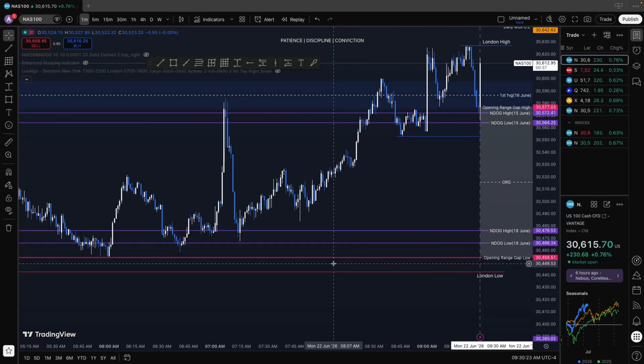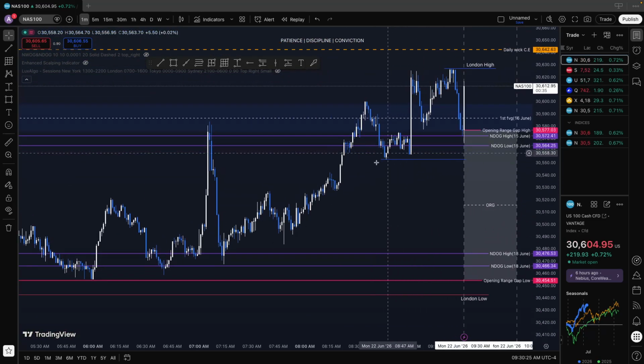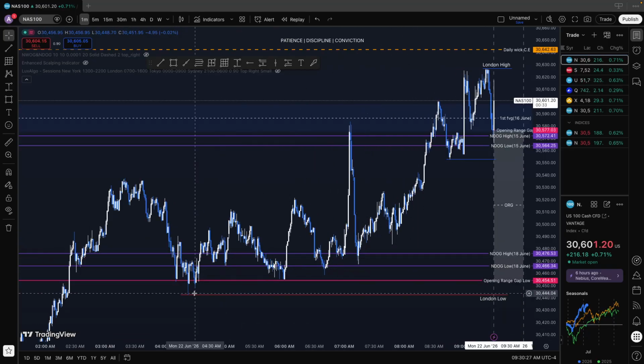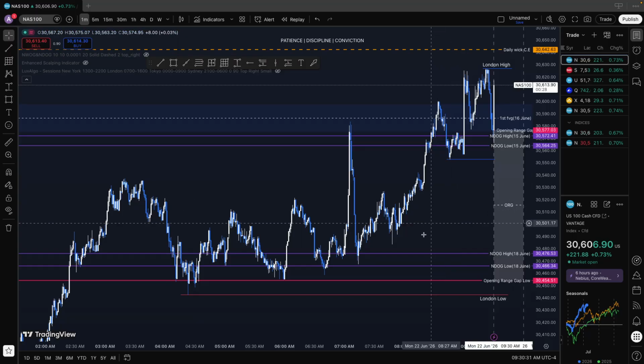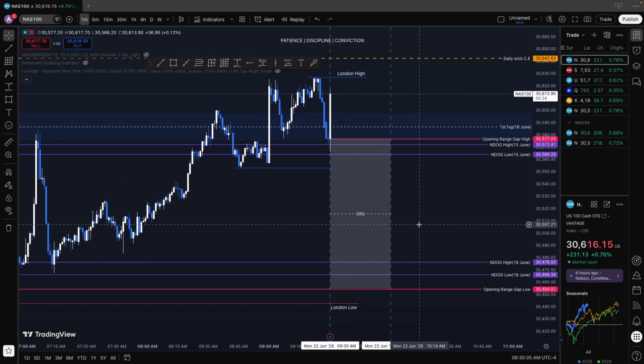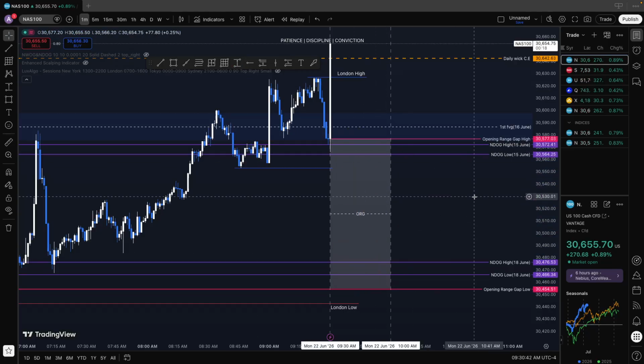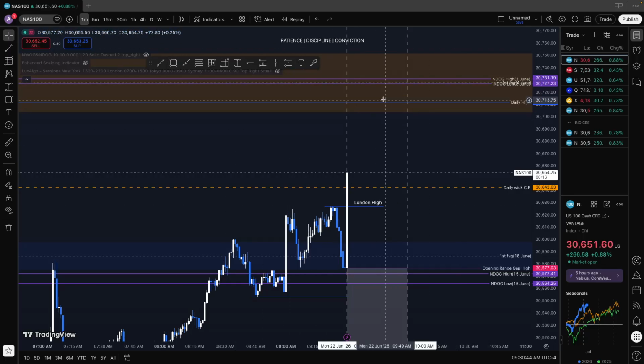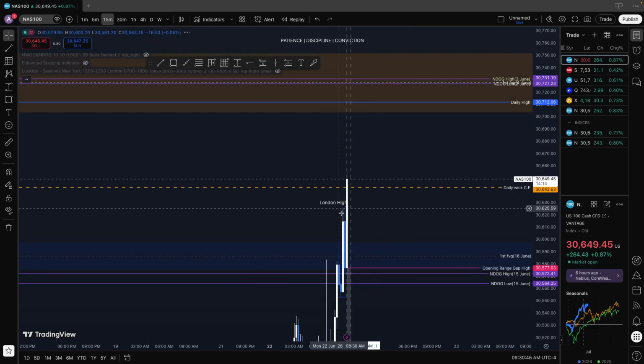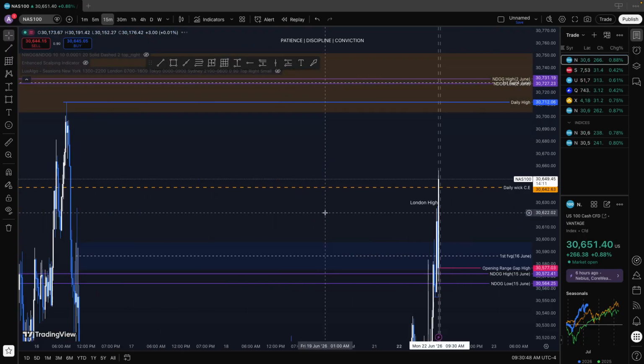Honestly, what the market wants to do now, with this minor sell side, we have the London low all the way there. We have these nice relative equal lows as well. And we have the opening range gap. Okay, looks like we might hit it out.